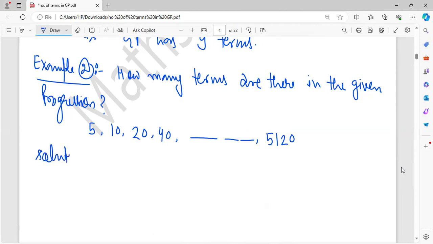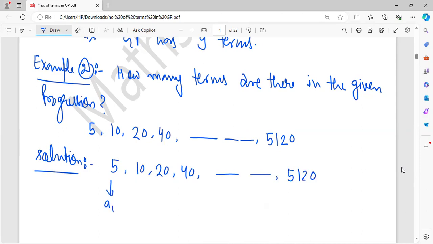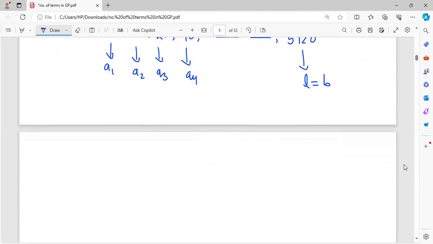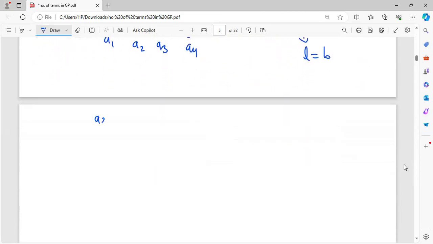So in this question, it is not given whether this is a GP or not. We have to check: 5, 10, 20, 40. This is the first term A1, the second term A2, the third term A3, the fourth term, and this is the last term, that is my B. What is A2 upon A1? That is 10 upon 5, that is 2.